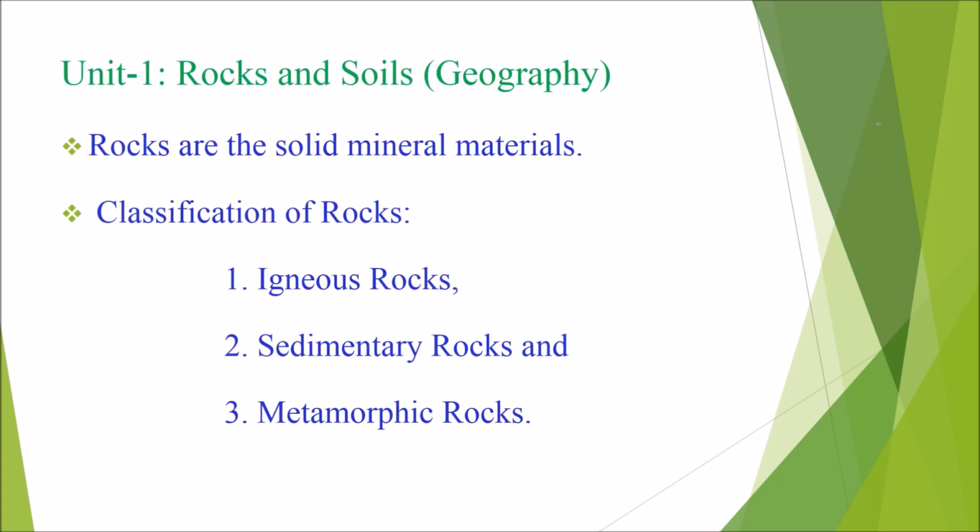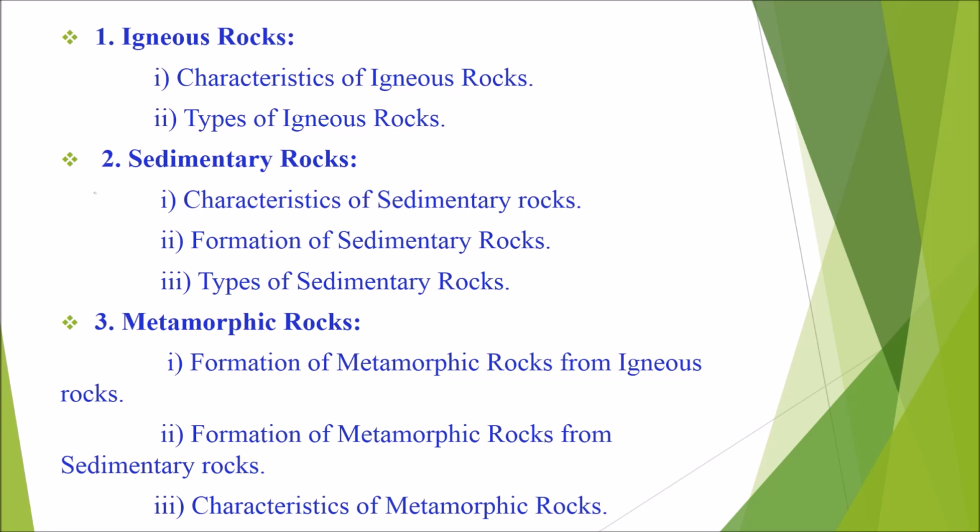Next, we are going to revise the first unit in geography, which is rocks and soils. Now, let's see the gist of the lesson. Rocks are the solid mineral materials. Solid means hard mineral materials. Classification of rocks. Under this, we have igneous rocks, sedimentary rocks, and metamorphic rocks. The first one is igneous rocks. Under this, we have characteristics of igneous rocks, types of igneous rocks.